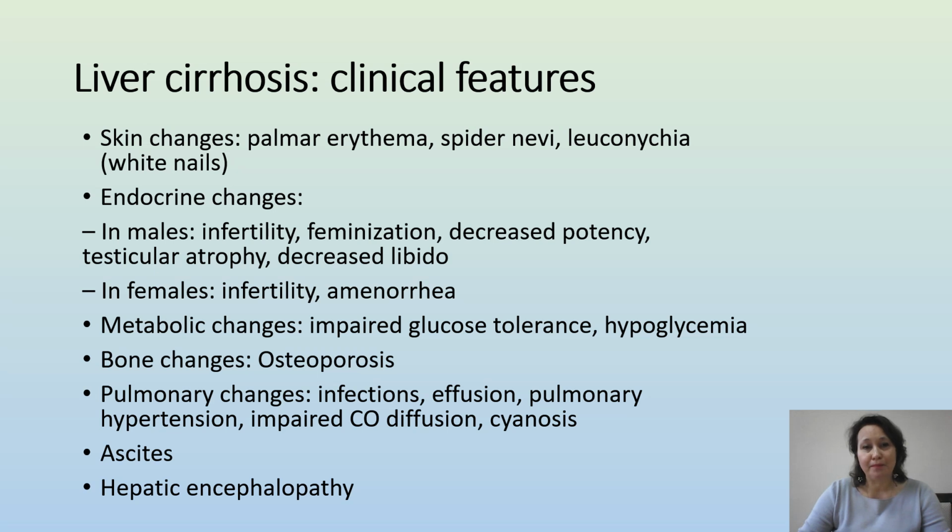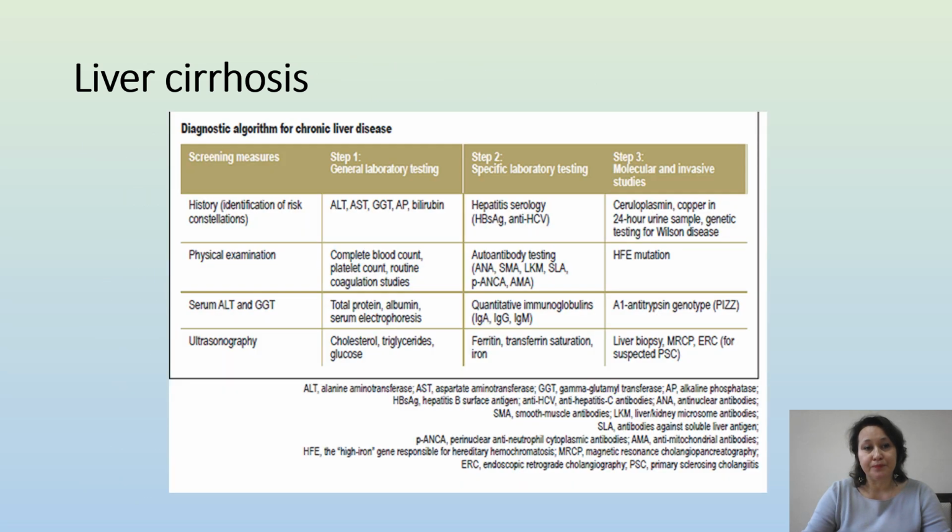On examination of the patient, we can see palmar erythema, spider nevi, leukonychia. The patient can have endocrine disorders and decreased libido, testicular atrophy, gynecomastia, amenorrhea in women. There can be diabetes and decreased tolerance to glucose. The patient can have osteoporosis, bacterial infections, and other complications.